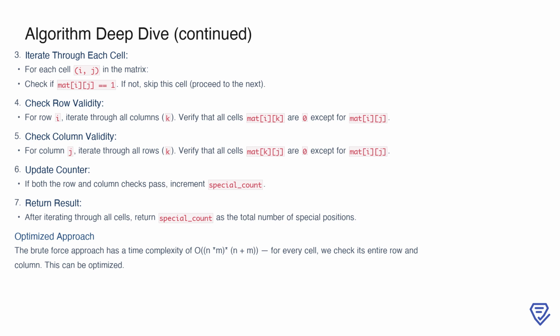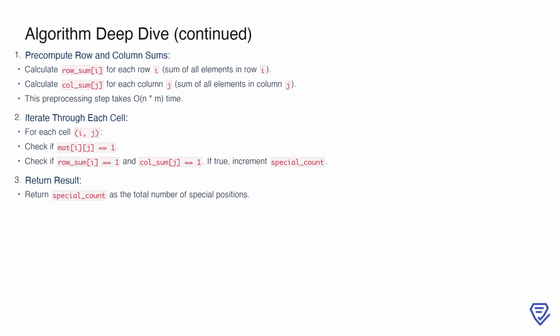While this approach is straightforward, its time complexity is quite high, making it inefficient for larger matrices. To improve the efficiency of our solution, we can use an optimized approach that leverages pre-computed information about the matrix. Specifically, we calculate the sum of each row and each column ahead of time. This involves creating two arrays, row_sum, where each element stores the sum of all elements in a particular row, and col_sum, where each element stores the sum of all elements in a particular column.